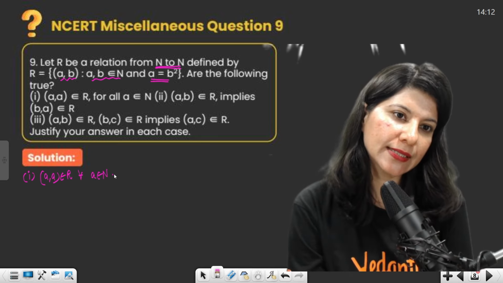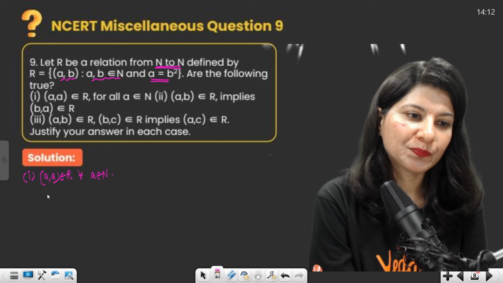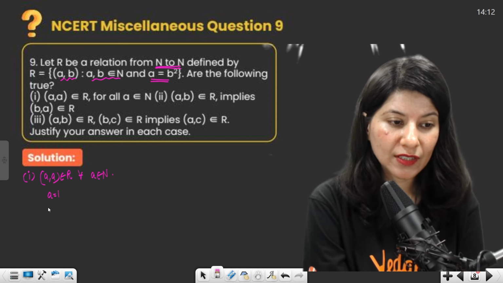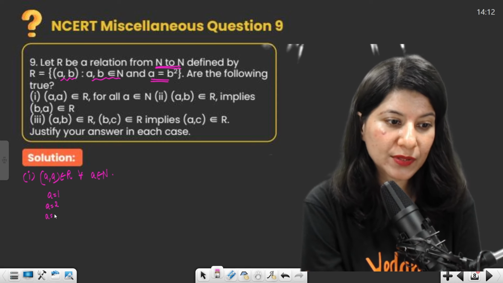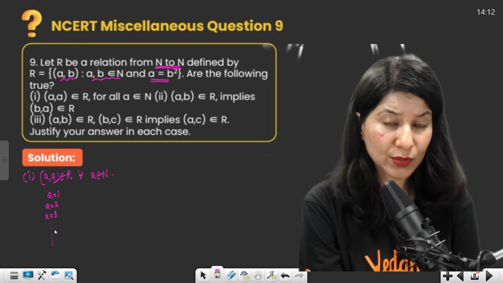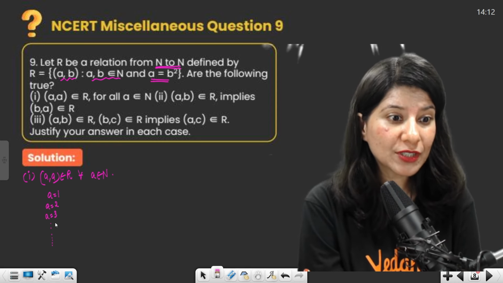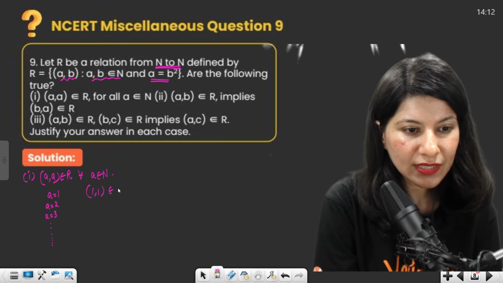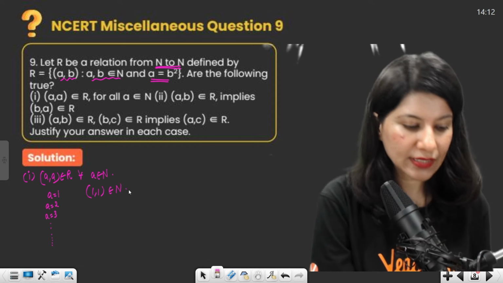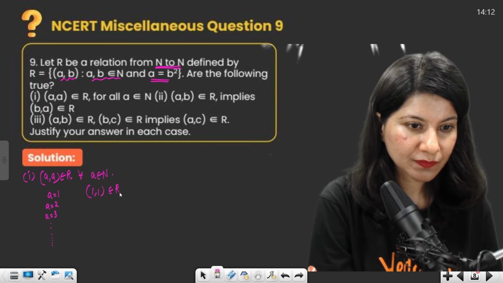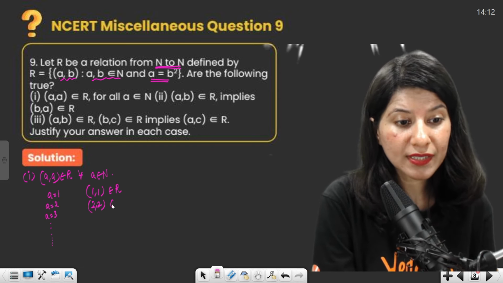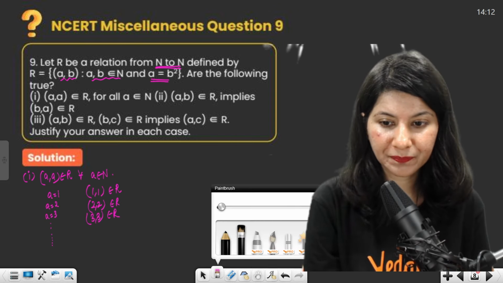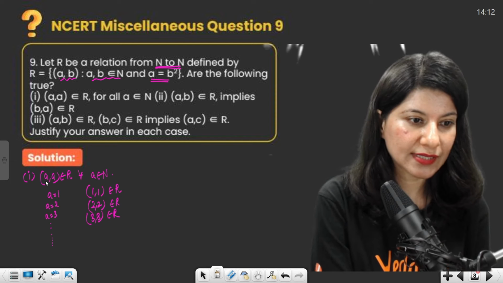Basically, what they are saying is, for all natural numbers, that means for a equals 1, for a equals 2, for a equals 3, and for all the natural numbers, (1, 1), (2, 2). So they are saying (1, 1) will also sit inside your relation, (2, 2) should also sit, (3, 3) should also sit. Let's check.